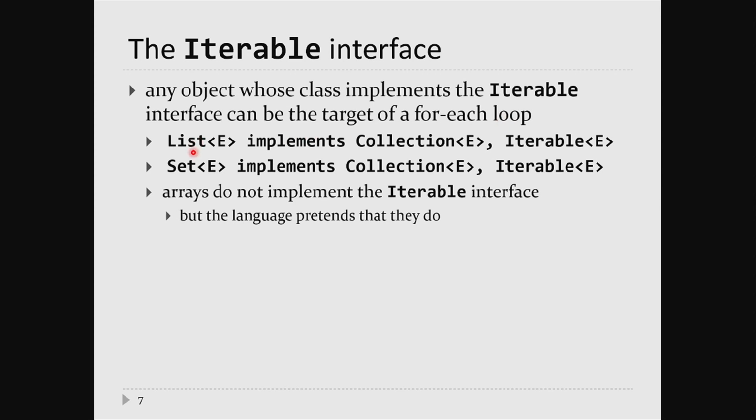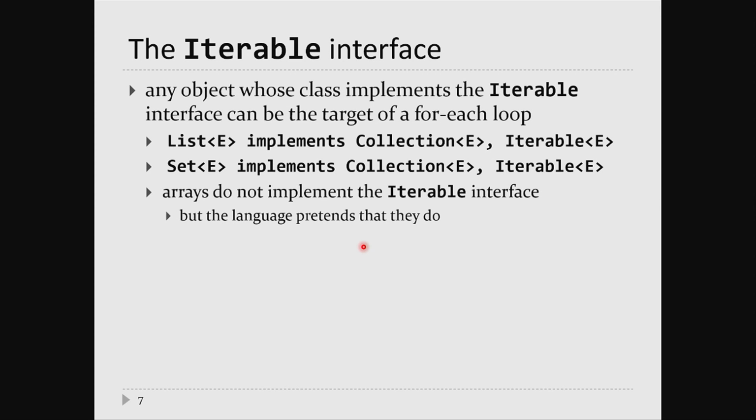For example, list implements 2 interfaces. The list interface itself implements the collection interface and the iterable interface. The set interface implements the collection interface and the iterable interface. So all that says is that a list is a collection, and a list is an iterable.